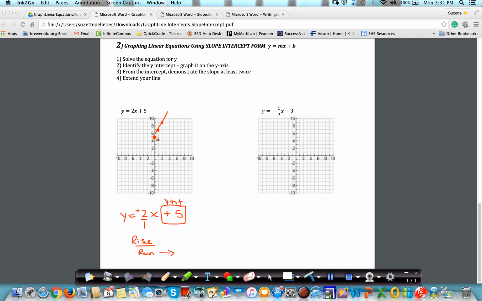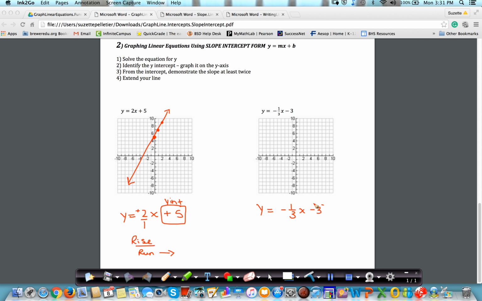And I'm just going to use a ruler, I hope. I'm just freehanding it. Use a ruler and connect those. So notice I did that at least a couple of times. So there's my line. Again, solve the equation for y. This one's already done.